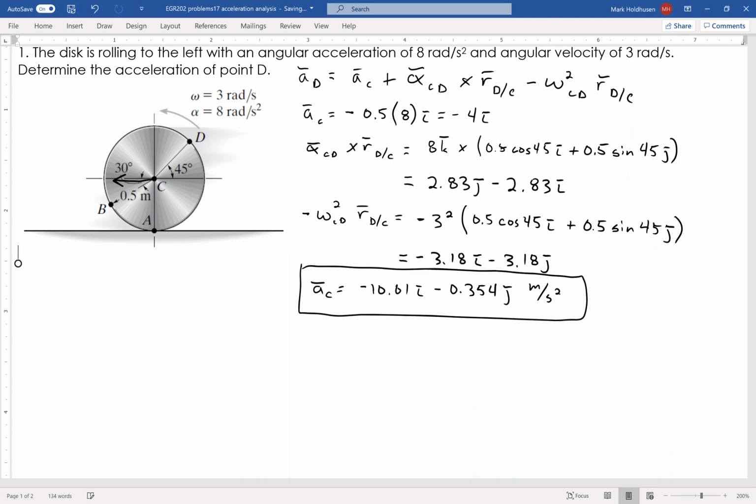So you can see most of it is to the left, a little bit of it is down. So that acceleration at D is something in that direction given there.